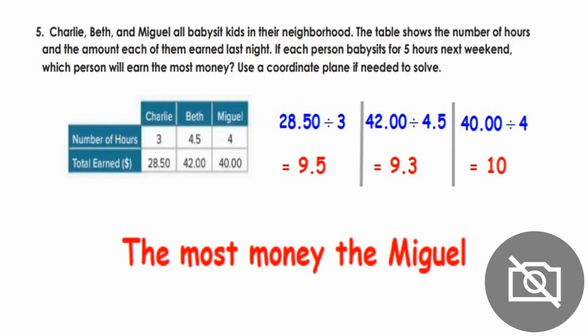So here what you have to do is, you see they have given you one table for each one. First the unit ratio you have to find. So you see 28.50 divided by 3, 9.5. Then 42 divided by 4.5, you'll get 9.3. 40 divided by 4, you will get 10. Okay, so now you compare this. So when you compare this, you see 9.5, 9.3, 10. So this one, that means the third one, is getting more money in this.